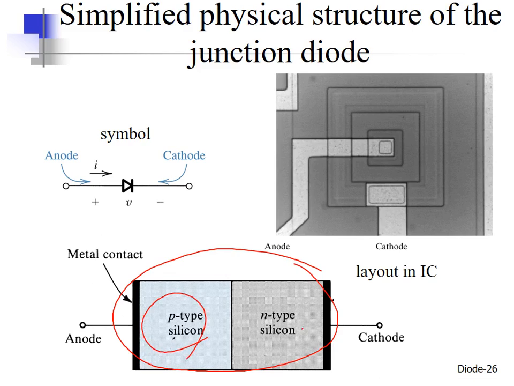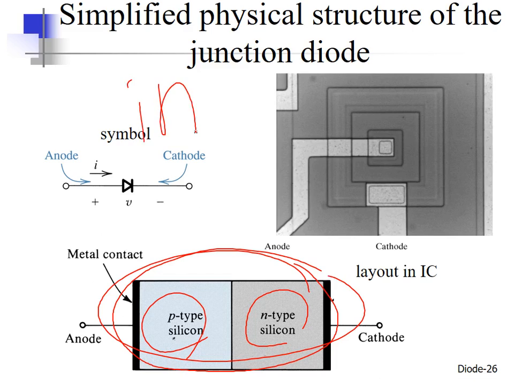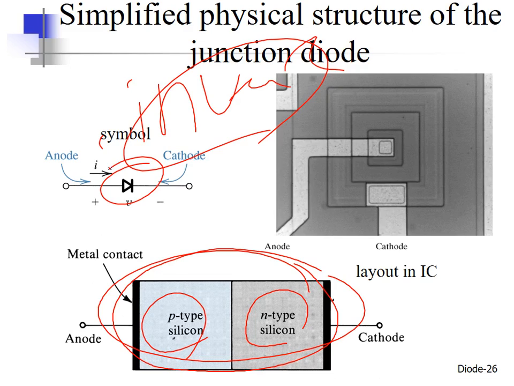With P-type and N-type coexisting, we create a brand new device. We didn't find it, because it didn't exist on Earth before. Humankind created it. So that is the definition of invention. Invention means brand new, never existed before. Anyway, this is the symbol for diode. We have anode and cathode.